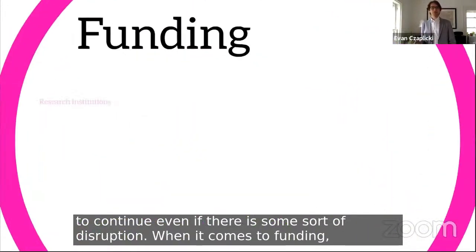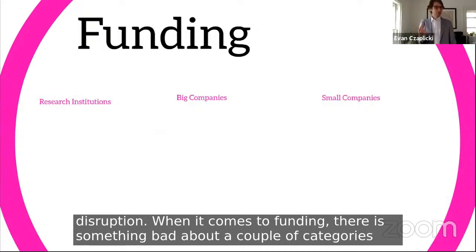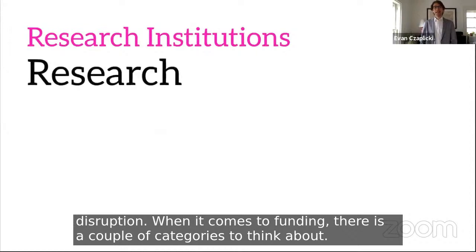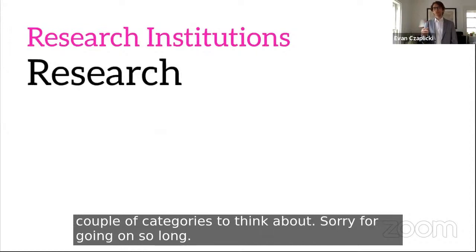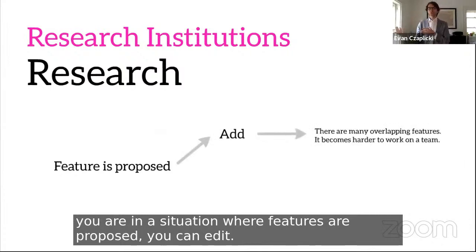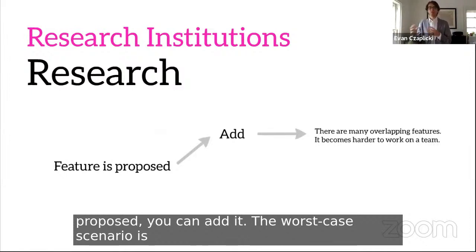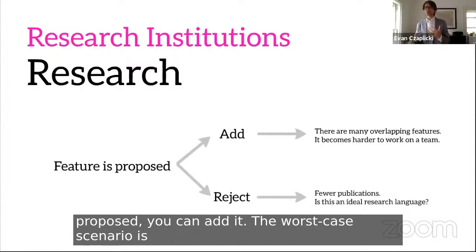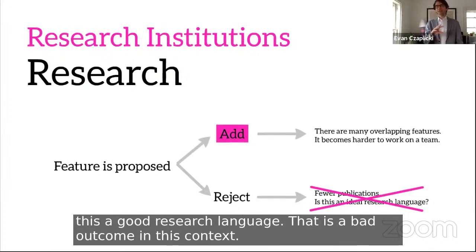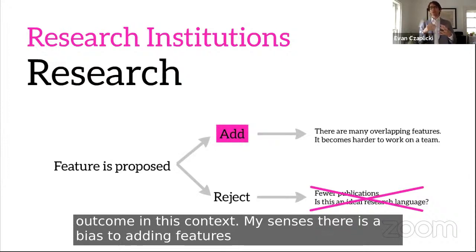So when it comes to thinking about funding, there are a couple of categories that are interesting to think about. Very briefly, I'm sorry I'm going so long. If your funding is coming from research institutions, the goal is to produce research. So if a feature is proposed and you add it, the worst case scenario is that there are some overlapping features and maybe it becomes hard to work on a team. If you reject it, there are fewer publications. Is this really a good research language? That's a pretty bad outcome in this context. So my sense is that there's a bias to adding features, and specifically interesting features.